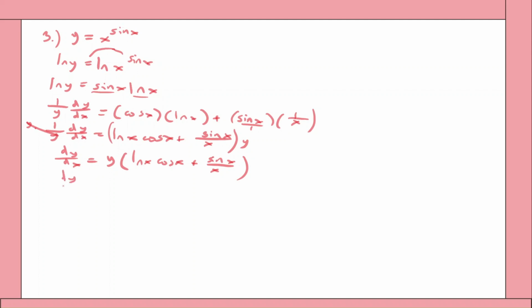So we have dy dx equals x to the sine of x, and that's all going to be multiplied by the ln of x times the cosine of x plus the sine of x over x. So as you can see, this would be your answer.